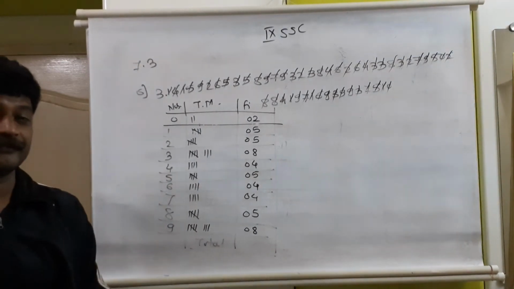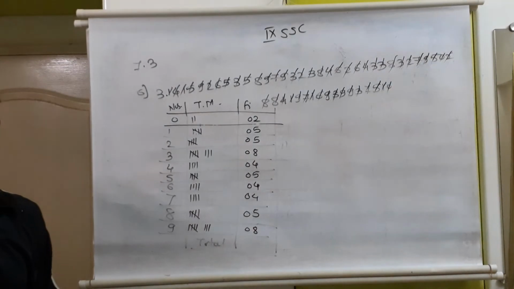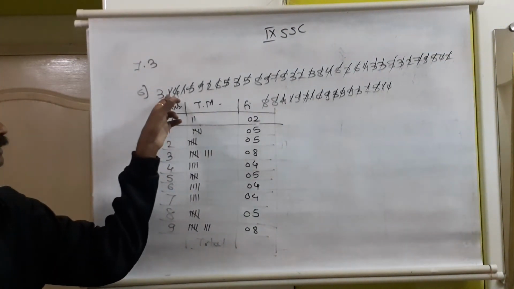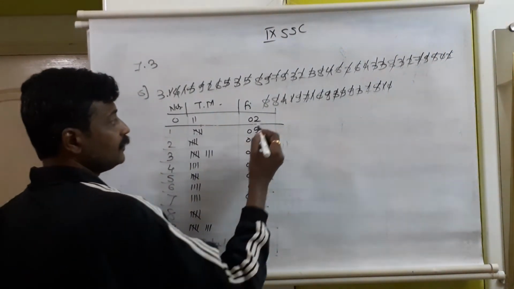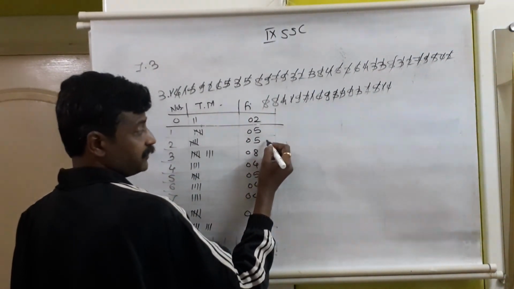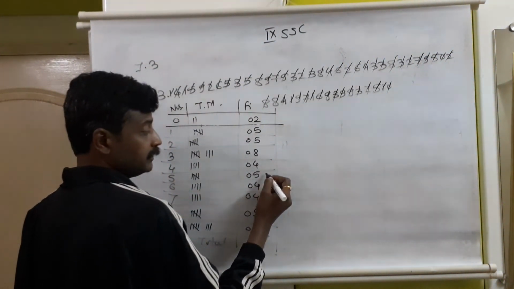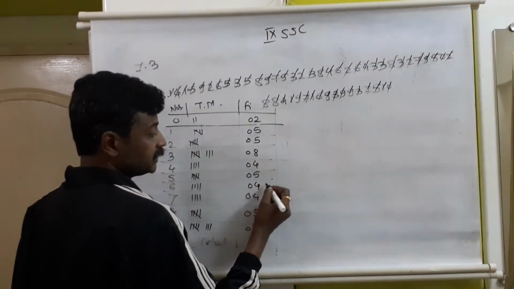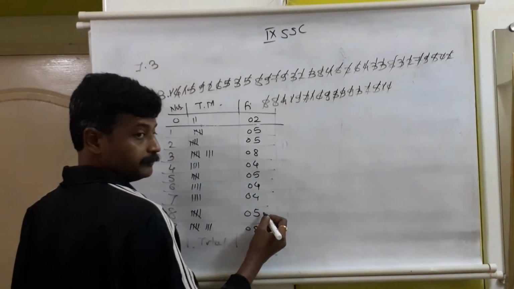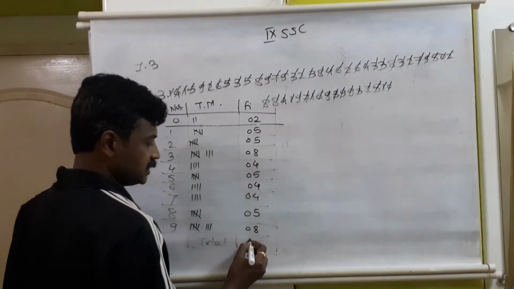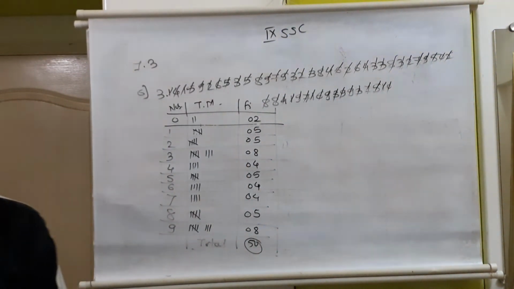Total of this should be 50, because in the question it is mentioned information is available about 50 numbers after the decimal point. Let us see, the total should be 50. Now 2 plus 5, 7, 7 plus 5, 12, 12 plus 8, 20, 20 plus 4, 24, 24 plus 5, 29, 29 plus 4, 33, plus 4, 37, 37 plus 5, 42, 42 plus 8, 50. You can cross check the total, it should come 50.